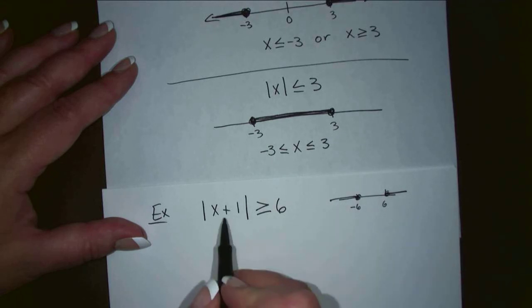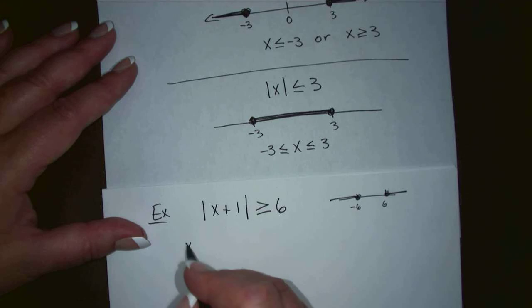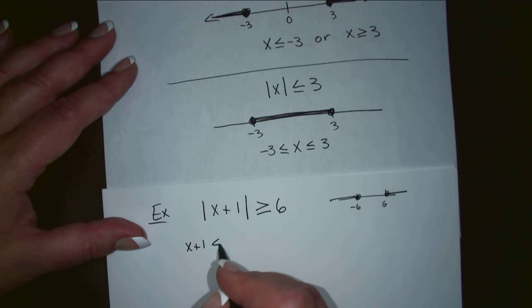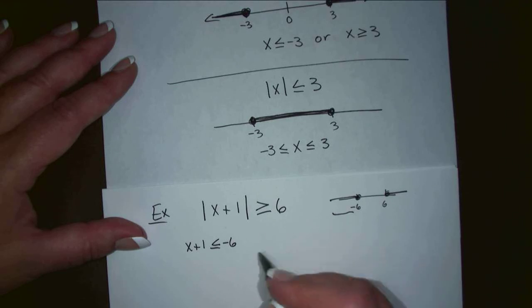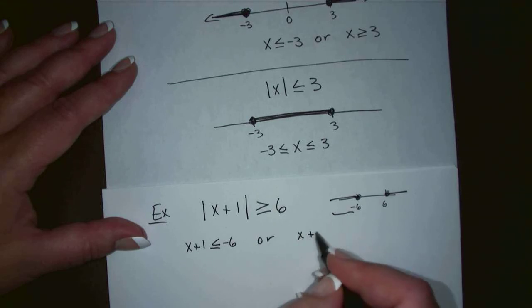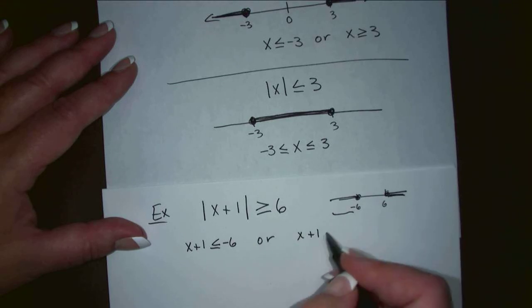But it's not just x now. What is it? X plus 1. So x plus 1 has to be less than or equal to -6. That's down here. Or x plus 1 has to be greater than or equal to 6.